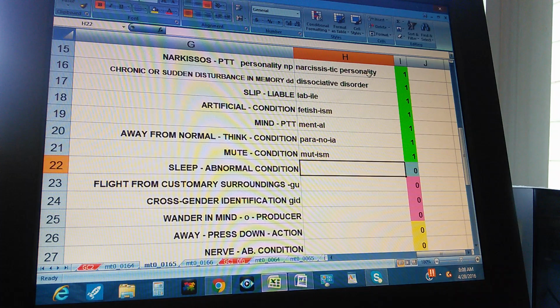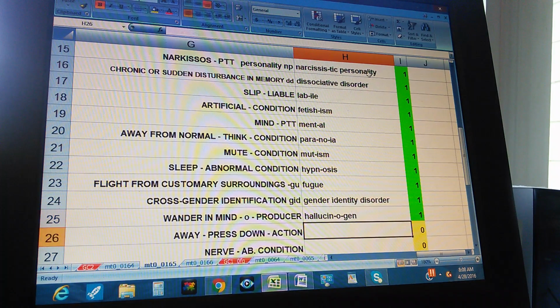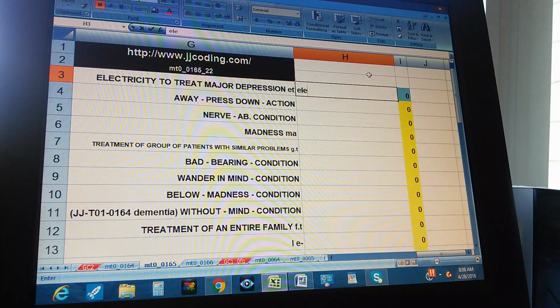Slip, liable. Labile. Artificial condition. Fetishism. Mind pertaining to. Mental. Away from normal think condition. Paranoia. Mute condition. Mutism. Sleep abnormal condition. Hypnosis. Flight from customary surroundings. Fugue.